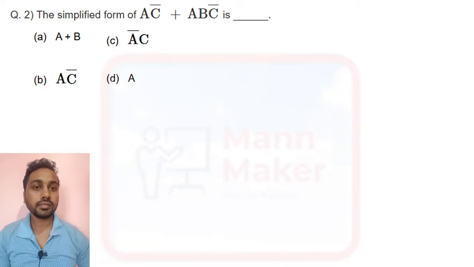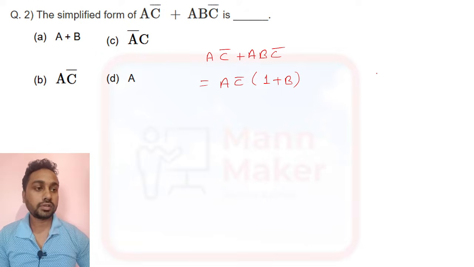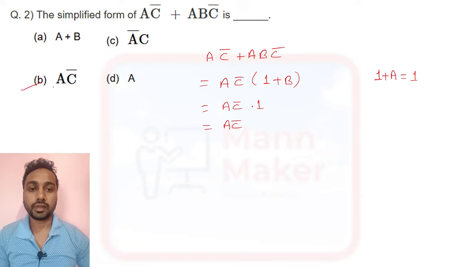Okay, the simplified form of AC bar plus ABC bar. From here we can take A and C bar as common, then this is 1 plus B. We can write it like this, and we know that if 1 plus A is there, then the output is 1 only. So from here it is AC bar times 1, so AC bar will be your answer, option B.